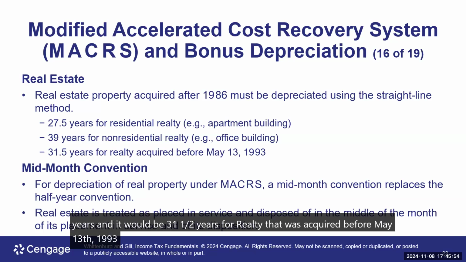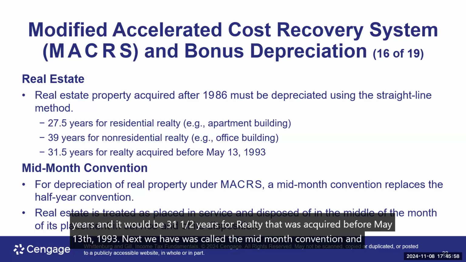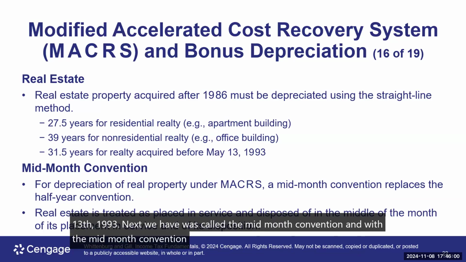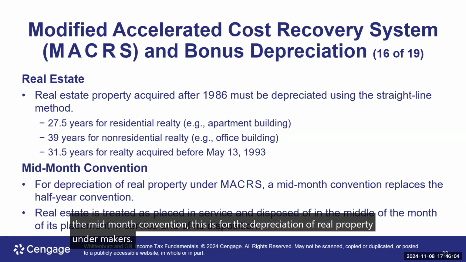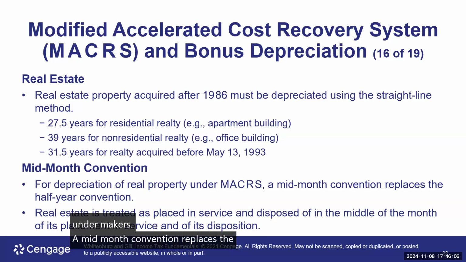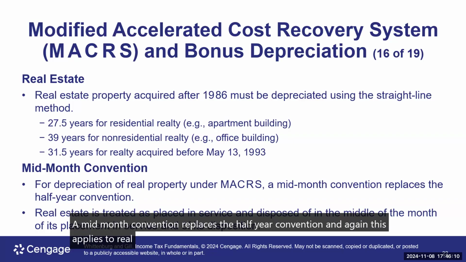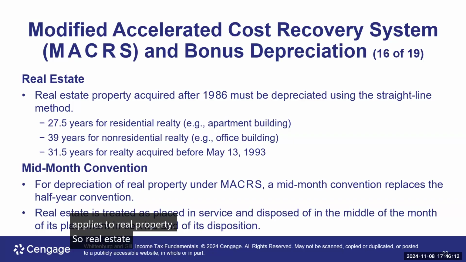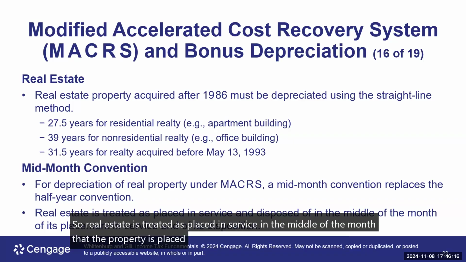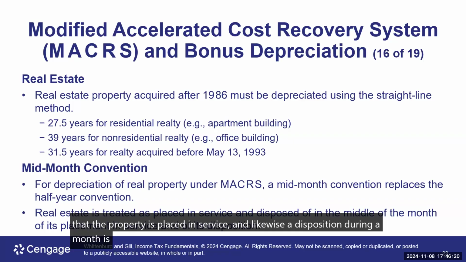Next, we have what's called the mid-month convention. This is for the depreciation of real property under MACRS. The mid-month convention replaces the half-year convention, and again, this applies to real property. So real estate is treated as placed in service in the middle of the month that the property is placed in service. Likewise, a disposition during a month is treated as occurring on the midpoint of such month. So just keep that in mind.